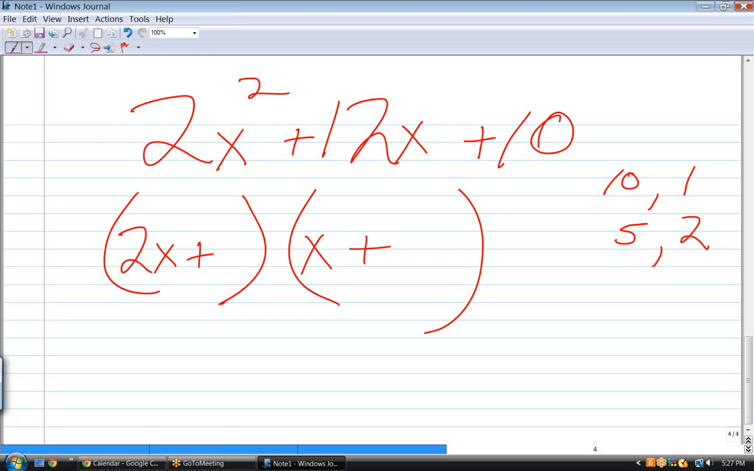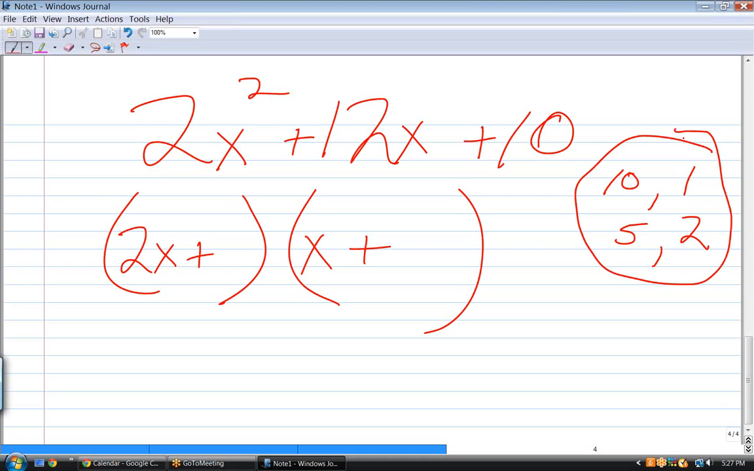No, because this is a level 2 quadratic. You can't do that with level 2 quadratics. And it's not level 2 because this number is 2. It's level 2 because this number is not 1. So, I've got to try these combinations.